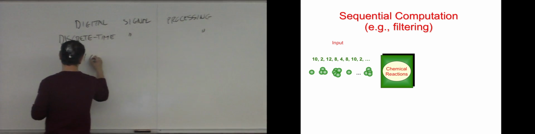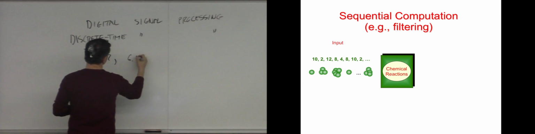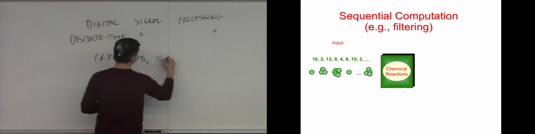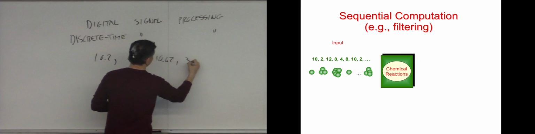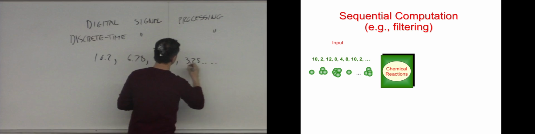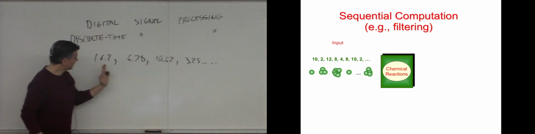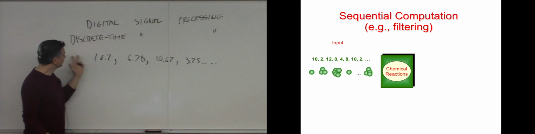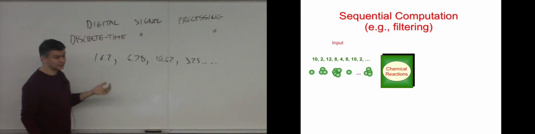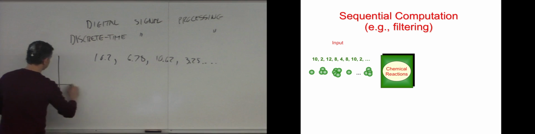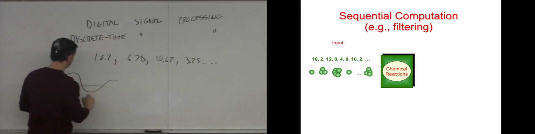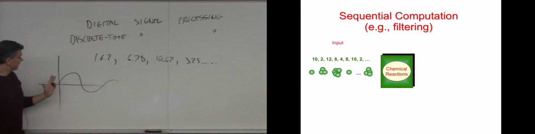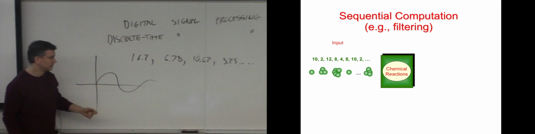So I might have 10.2, 6.78, 10.62, 3.23, 25, so forth. But I have different values that come at discrete times. That's to distinguish it from analog signal processing, where what you have is perhaps just analog values, and the analog values arriving at every instant in time.